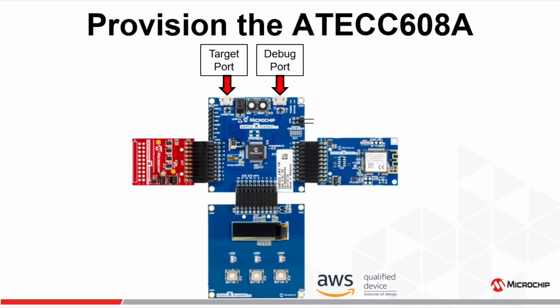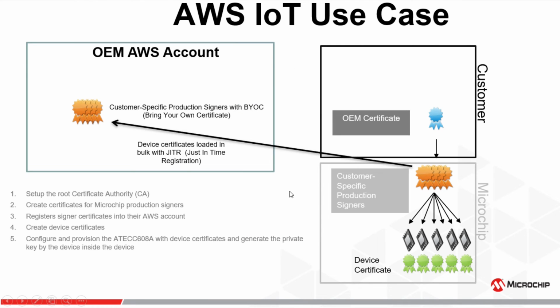Execute. Now we are going to provision the ATECC608A. It's been configured, the Wi-Fi has its credentials, the SAMG55 has its program, so now we are ready to push the certificates and generate a private key inside the 608. This is then the final step in the certificate chain process, where those device certificates are created and provisioned into the 608 along with the production signers. The private key is also generated inside the device by the device, and we'll see how everything is put together.